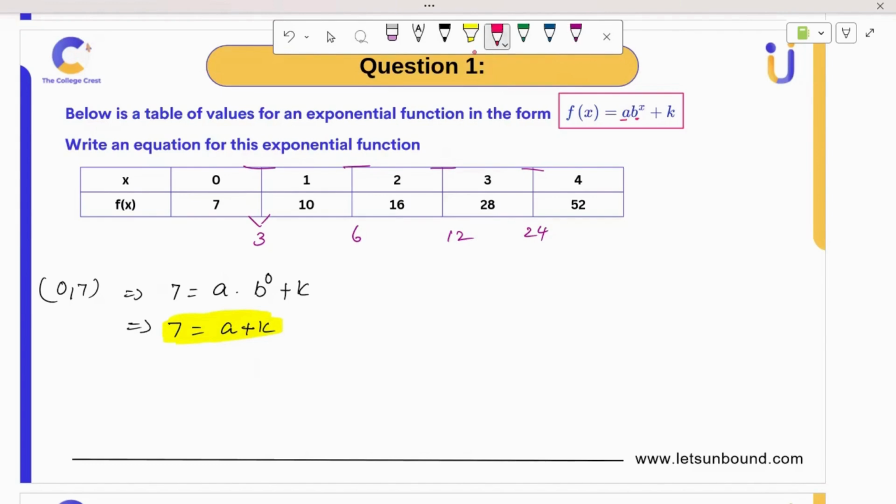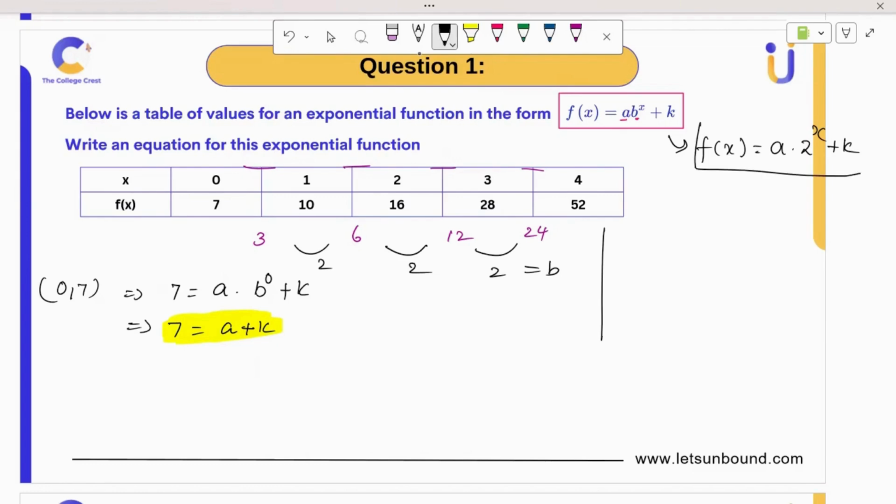Now, you will check whether this is forming an arithmetic or a geometric sequence. If it's exponential, it will form a geometric sequence. So 3 times, what is the ratio? 2, right? 6 by 3 is 2, 12 by 6 is 2, 24 by 12 is 2. So that's your b. Now your equation is actually f of x is a times 2 power x plus k.